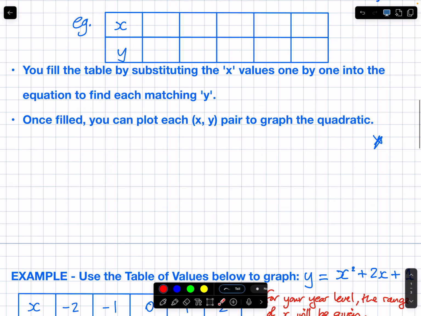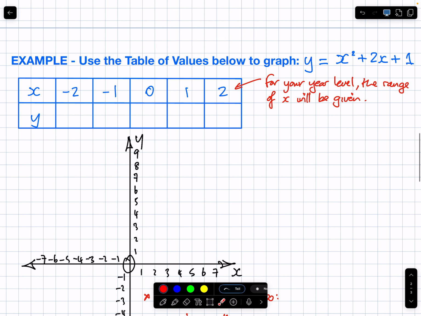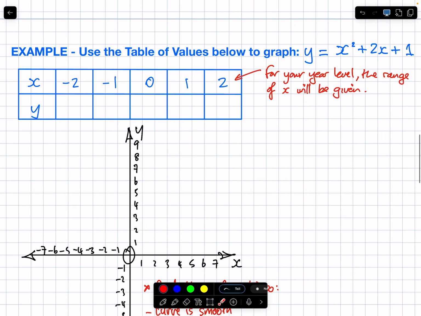So what do these instructions mean in context of a question? Use the table of values below to graph y is equal to x squared plus 2x plus 1. What do I do? I substitute all of those different x's into the equation one by one. So what's my first x on the left? Negative 2. So what does the equation look like? y, when x is negative 2, that's just to remind myself, it's (-2) squared plus 2 lots of (-2) plus 1.